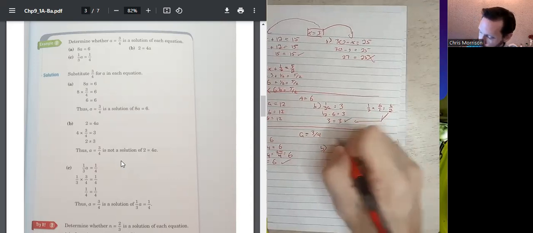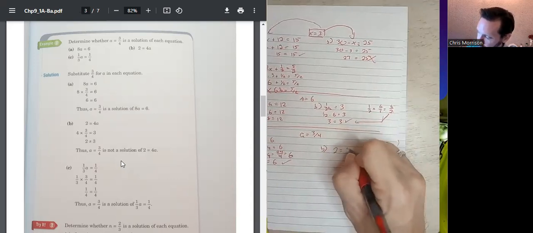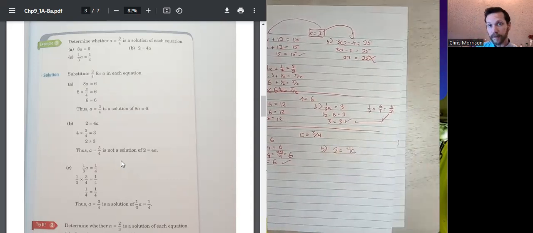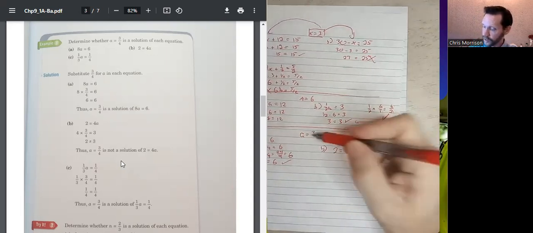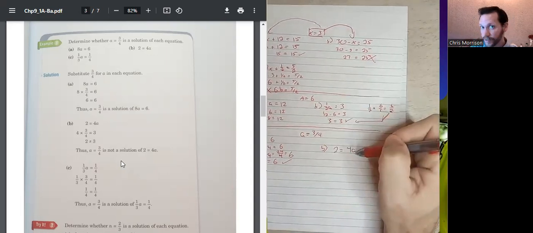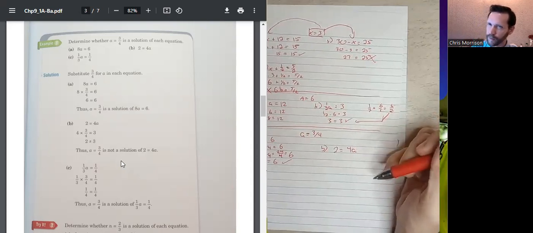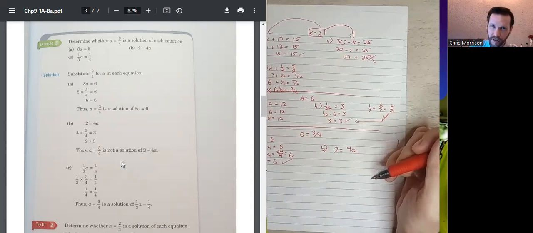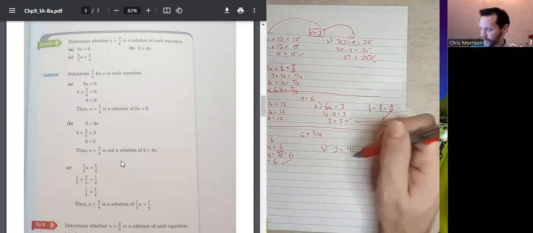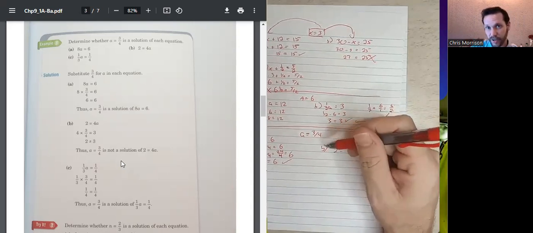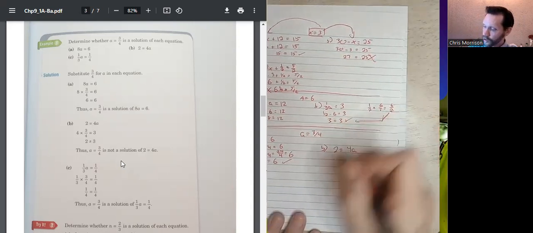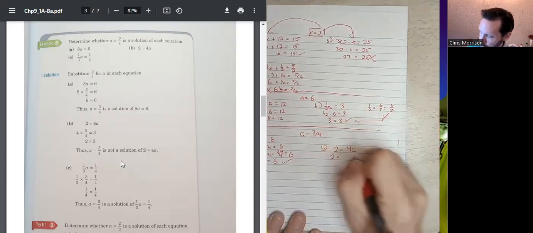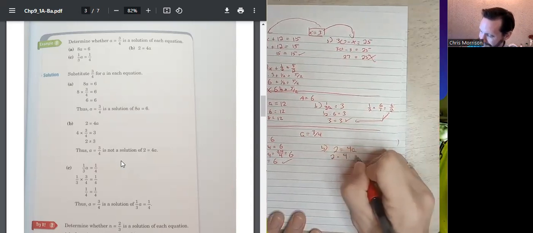B, 2 equals 4a. So what are we going to do here? We're just going to take our 3/4, substitute it in, and get used to that language, substitute. That's a language we're going to use from now on. You're going to use the language of substitution in algebra, in geometry, and every other math you ever do. So when we take a variable and we plug a number in for it, that's just called substitution.